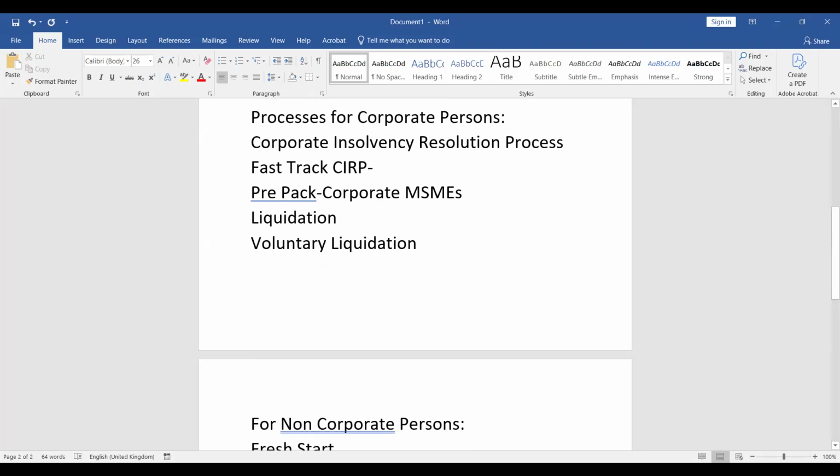Regarding personal guarantors to corporate debtors, only for personal guarantors to corporate debtors, which could be either individuals or partnership firms, rules and regulations are there. So rules and regulations are not yet notified for individuals. Suppose you are an individual. Mr. Sudhakar is an individual. Now, there could be two things.